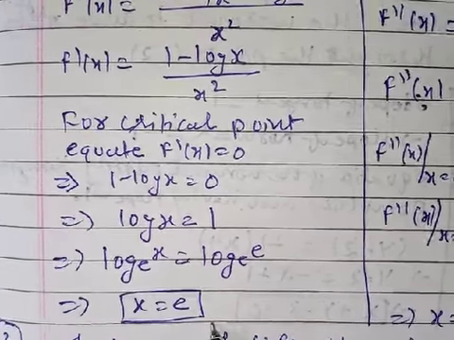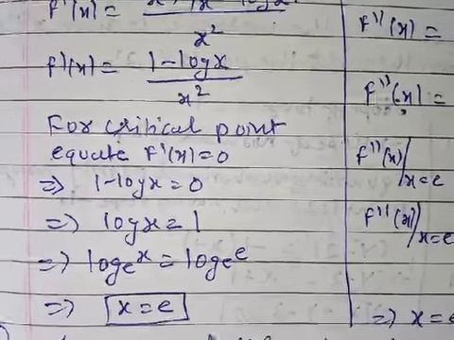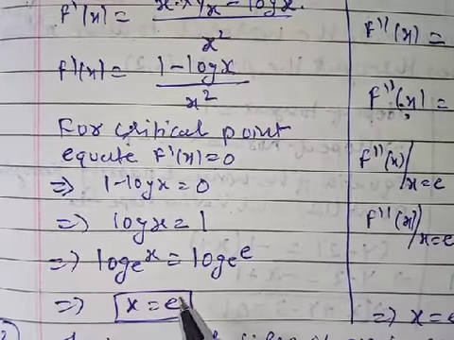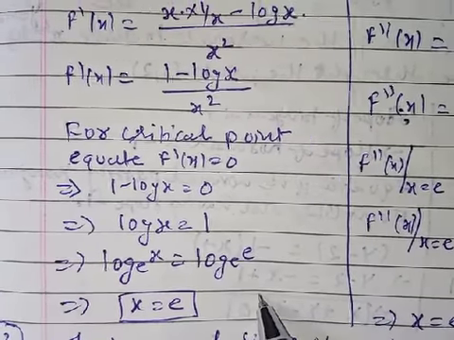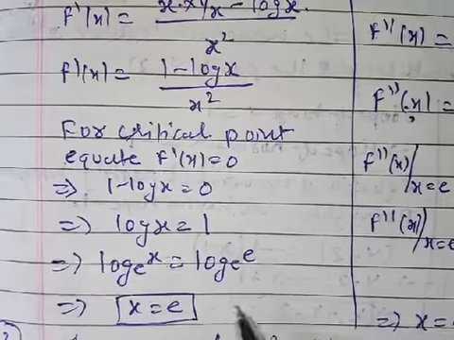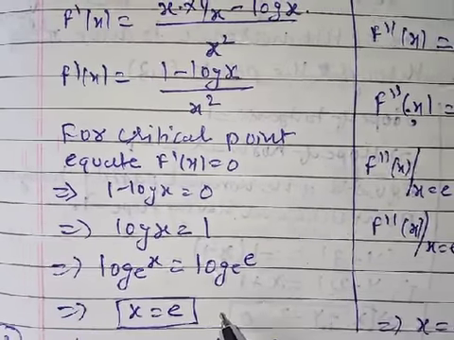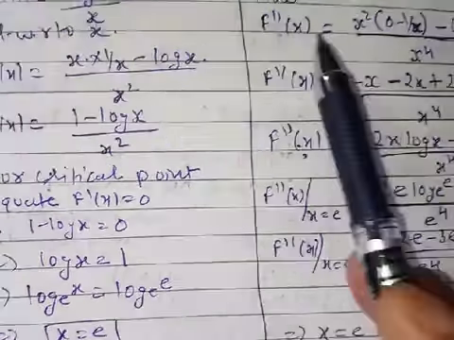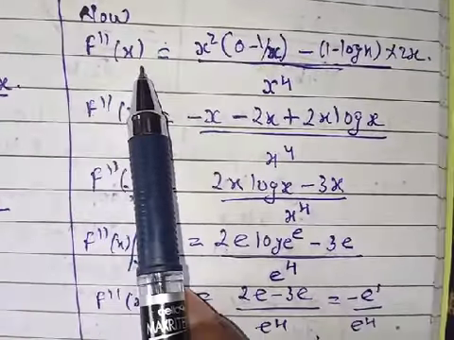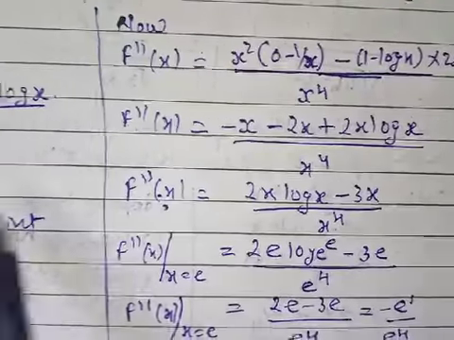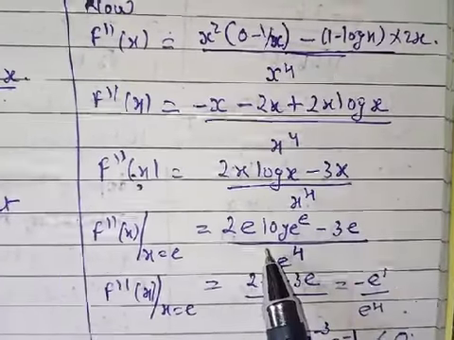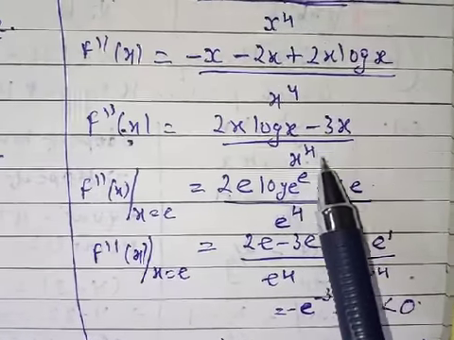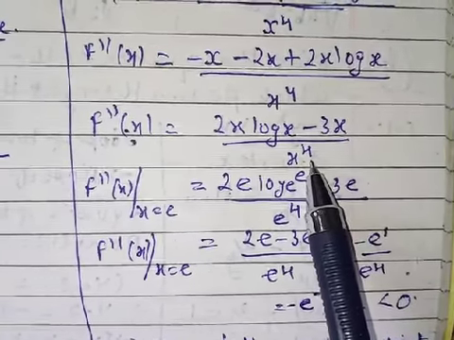Okay, that is a critical point, but only with this we cannot apply the first derivative test. Why can we not apply it? We don't know what is on the left hand side of e and the right hand side of e. We cannot guess from one value, and whenever there is one value, we apply the second derivative test. So f double dash of x, if you differentiate this again, we will get (2x log x minus 3x) upon x to the power 4.